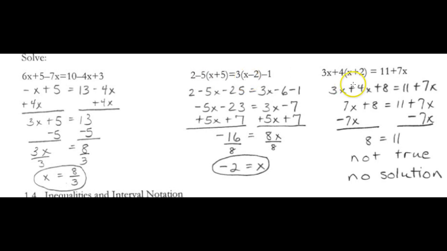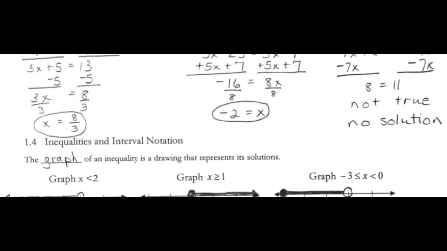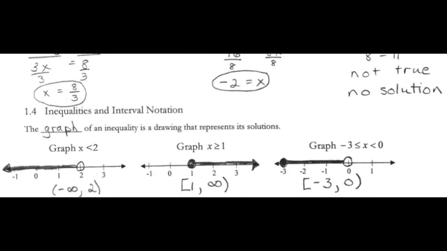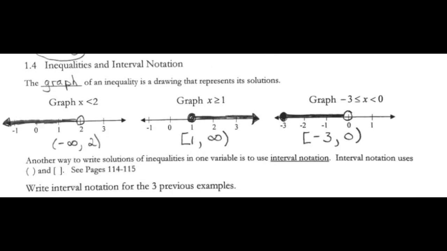Our third example, we first eliminate the parentheses, and we have 4x plus 8. We combine like terms. 3x plus 4x is 7x. Now we subtract 7x from both sides. But look what happens when you subtract 7x from both sides. You get 8 equals 11. That's not true. That's never true. There is no solution to this equation. So when you end up with something such as 8 equals 11 or something involving two numbers that is not true, you know that you have no solution.